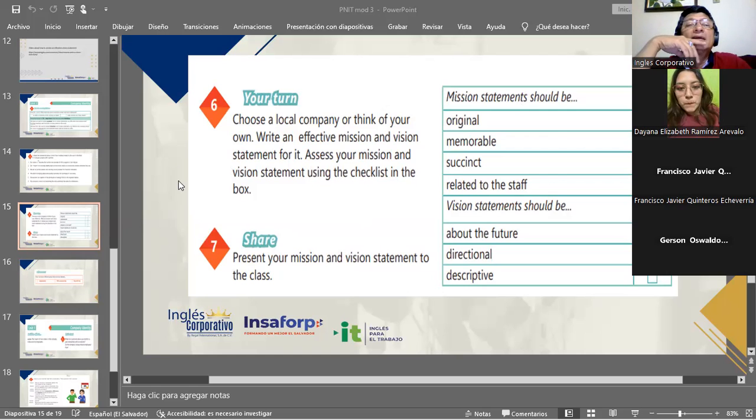I have Adriana, Lizette, Diana, Elizabeth, Francisco, Javier, and Vanessa Guadalupe in group number one. Okay, my mission is offer the best quality to our final customer with high-end products. All right, Diana, write that on the chat. Okay, continue. And the vision: to be the best store of technology in the country and expand internationally for offer the most quality of our service.